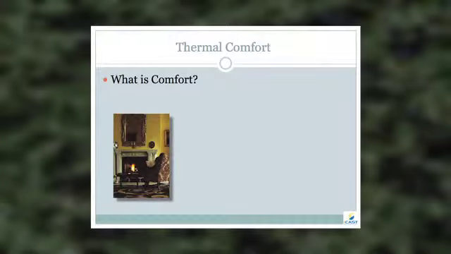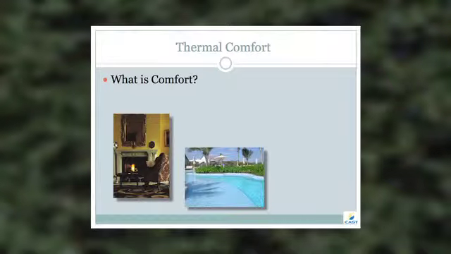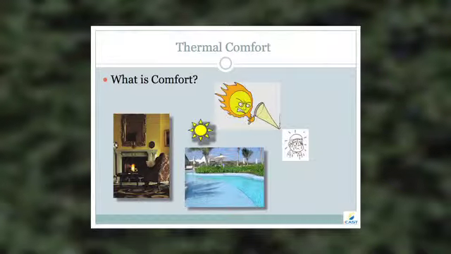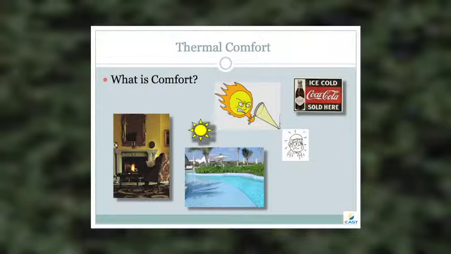Some people, like me, I like a nice cool day or cool evening by a nice warm fireplace. That's what I like. Other people, they like a blistering hot day with a cool breeze by a pool. Some people like a cold drink on a hot day. Some people like a warm drink on a cold day.